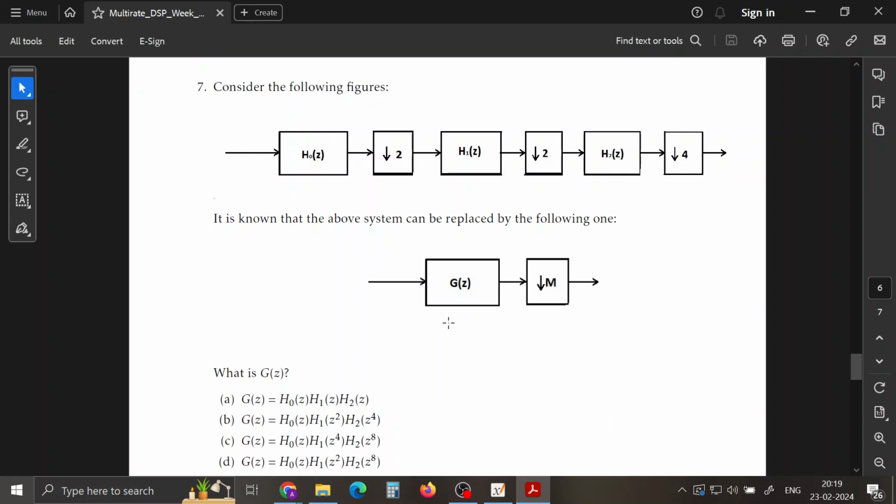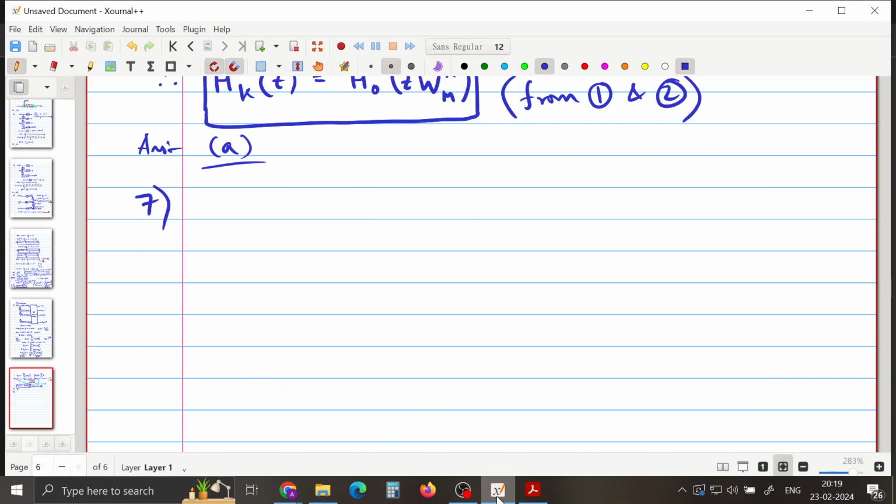So for that, the best way is to use the tools that are known to us, and one of them is essentially the noble identity. So we'll use that. Okay, it's a very easy problem. I'll just first draw the figures.